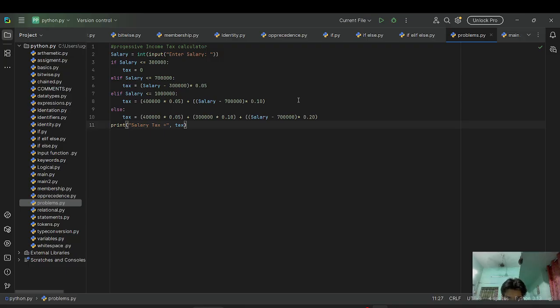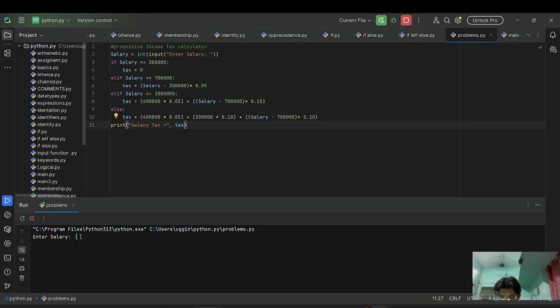Most beginners think tax is calculated using only 1%, but in reality governments use something called tax slabs. So suppose the government rules: first 3 lakhs has no tax, next 4 lakhs has 5% tax, and next 3 lakhs has 10%. Remaining amount has 20% tax. So suppose an employee enters 12 lakhs. So let's solve this problem.